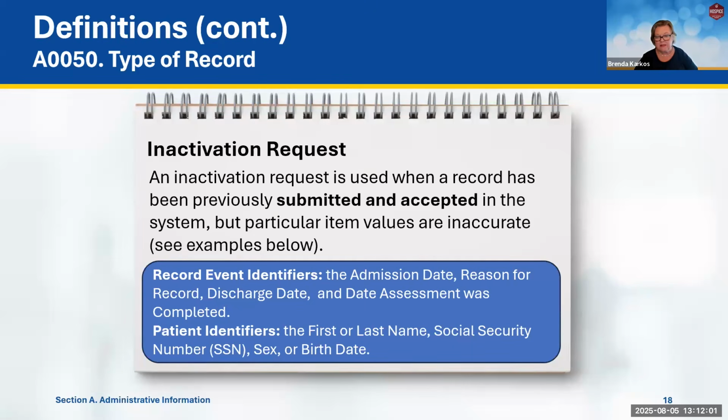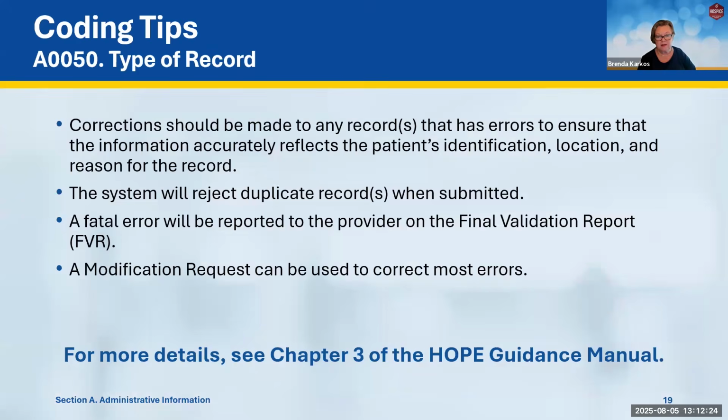These include things like the admission date, the reason for the record, the discharge date, and a new item, the date assessment was completed. The other category is the patient identifier, and this includes the first name, the last name, if a social security number or the sex of the patient was wrong, or perhaps a date of birth. And if any of those are wrong, they would need to be inactivated in order to submit a brand new record.